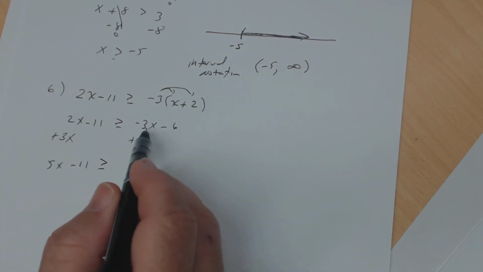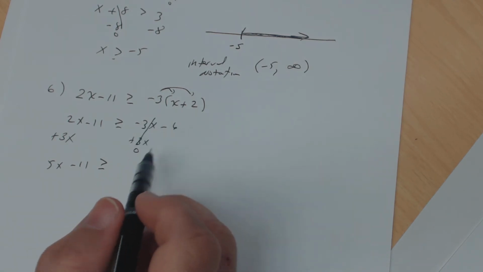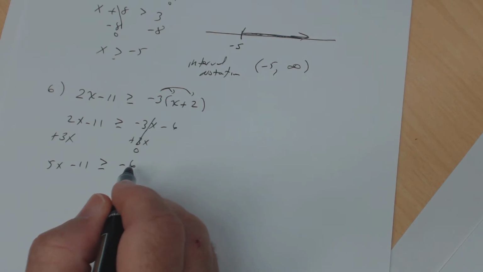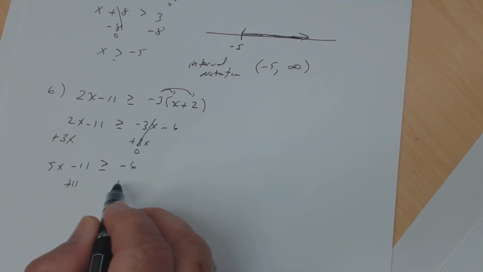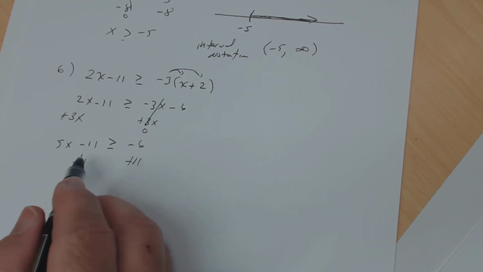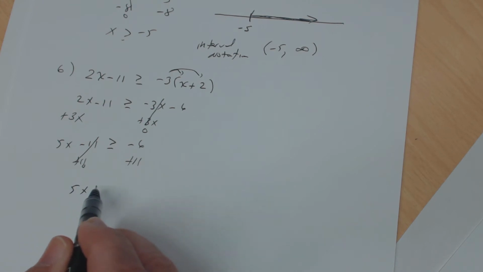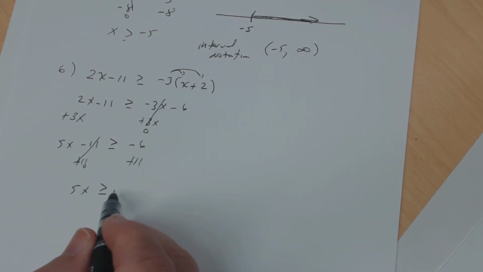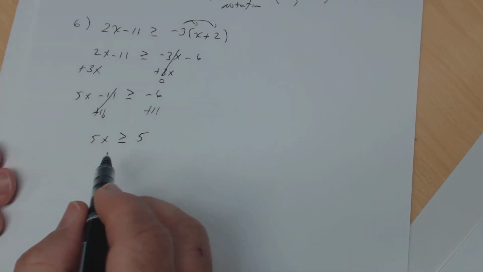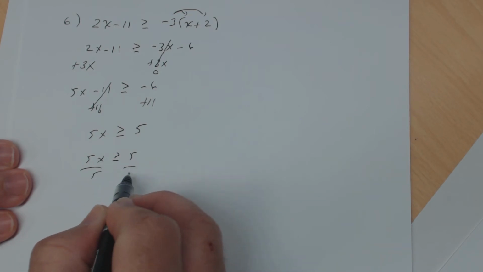Is greater than or equal to. -3x and the positive 3x is 0. Now 0 and a -6 is -6. Students will make the mistake of just putting 6. It's a -6. Now adding 11 to both sides and combining like terms, this is 0. So I get 5x is greater than or equal to 11 minus 6, which is 5. And then the next step is to divide both sides by 5.